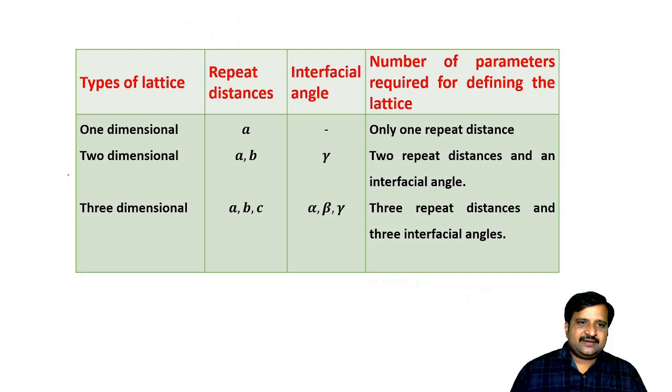Briefly, the types of lattice: for one-dimensional, there is one repeat distance and no interfacial angle, so the number of parameters required to define the lattice is one repeat distance. For two-dimensional lattice, repeat distances A, B and interfacial angle gamma are required. For three-dimensional lattice, repeat distances A, B, C and interfacial angles alpha, beta, gamma are required.